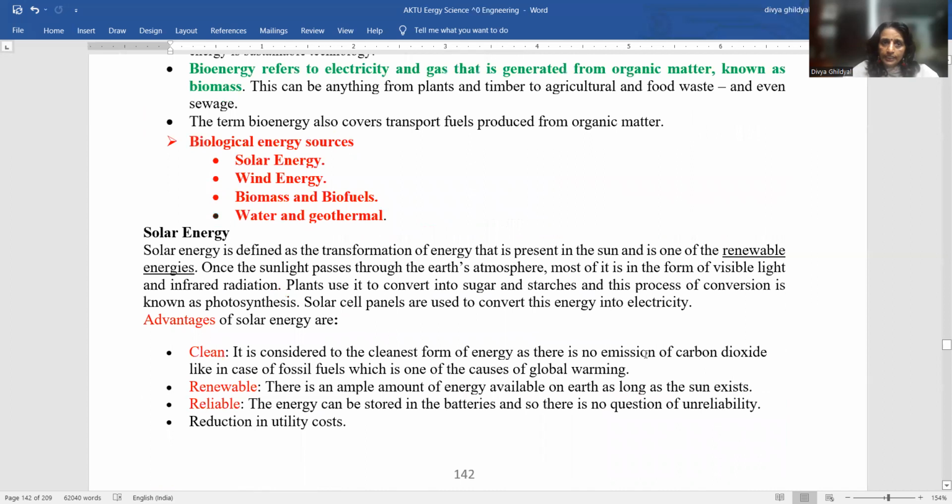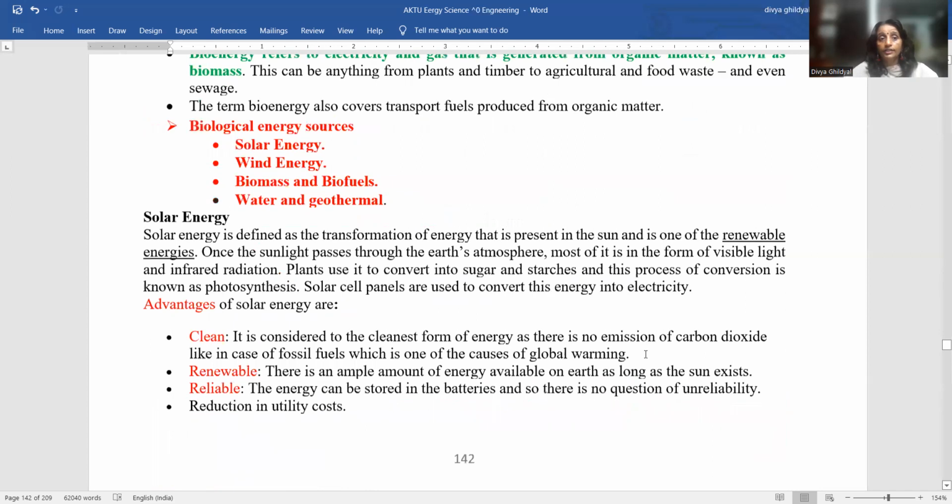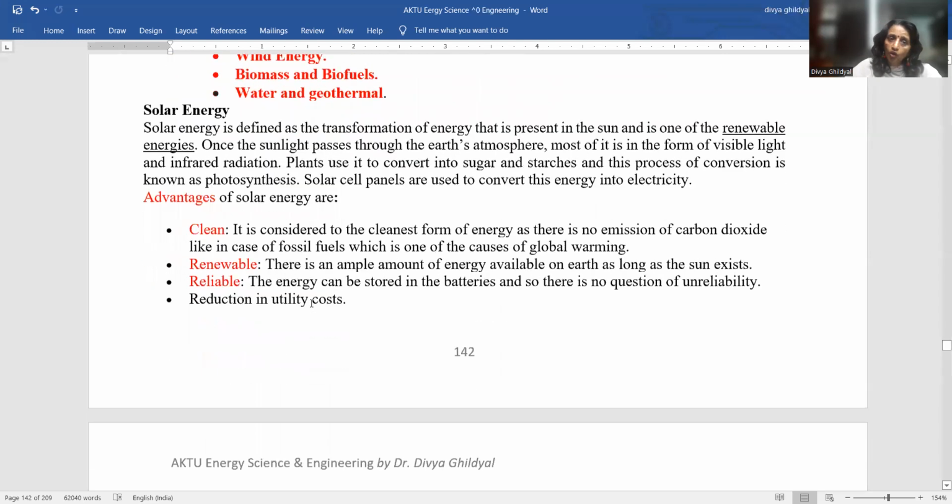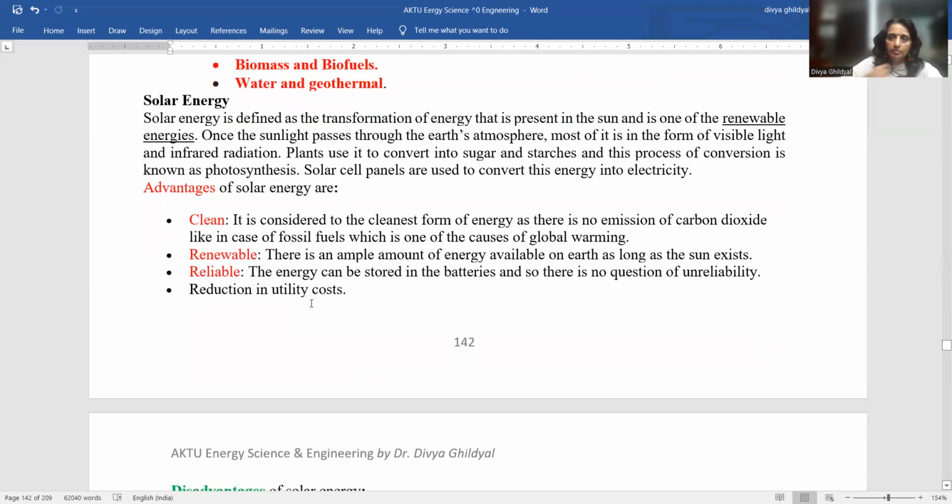Now, biological energy sources include solar energy, which is defined as the transformation of energy that is present in the sun. And obviously, the sun is the major cause of approximately all energy phenomena. You can again refer to the Unit 3 playlist and get a detailed description of solar energy. You can also write that here. In short, I'm just discussing this because it is in the syllabus, again repeated as a heading.